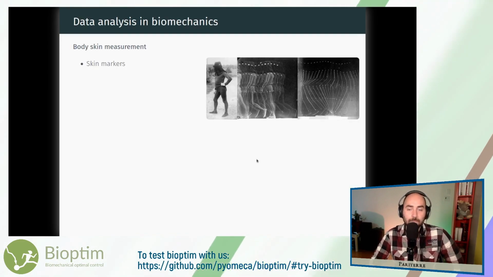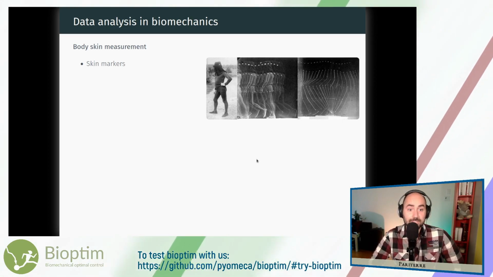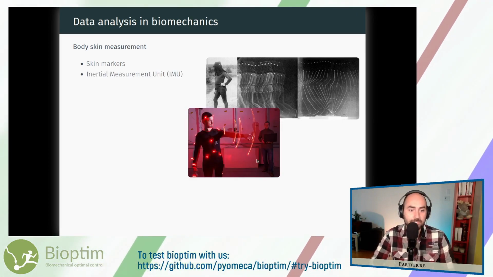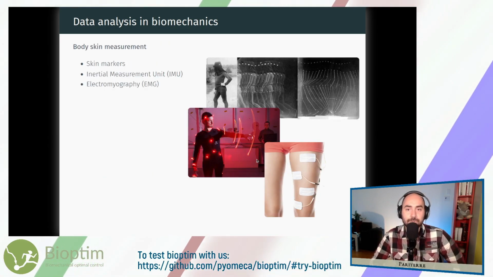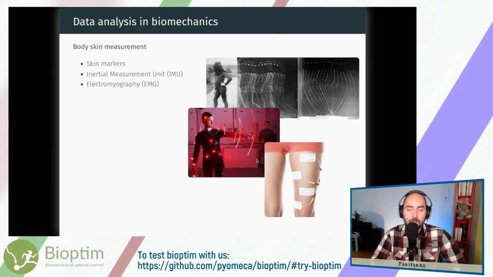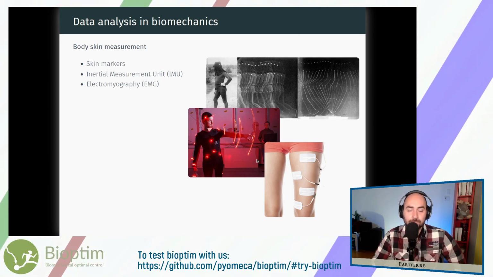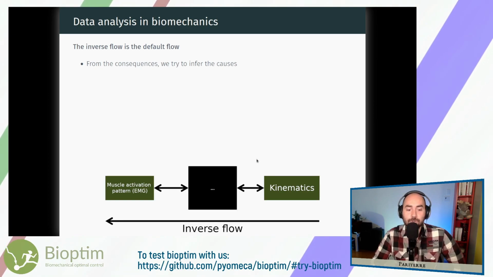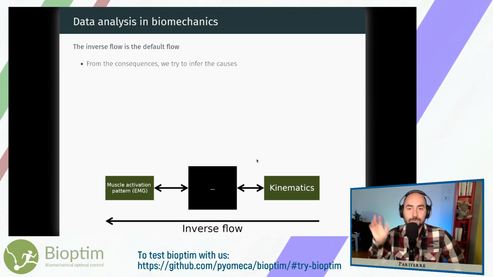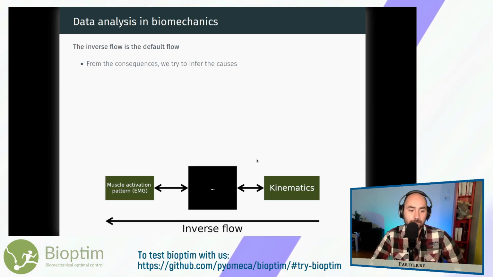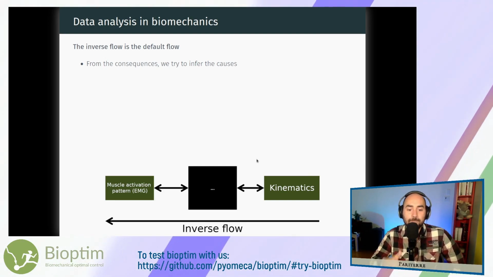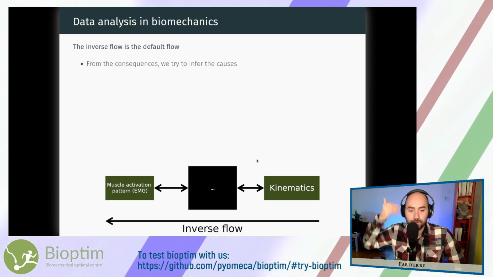So in biomechanics, most of the things are done using skin markers, inertial measurement units, electromyography, all these measurement units that can be used to try to capture the movement from someone. The usual flow would be the inverse flow. So we start with the kinematics and we go backward up to what caused the movement. In this case, it's mostly muscle activation, but it could be brain activation. It's not really important where we stop in the inverse flow.